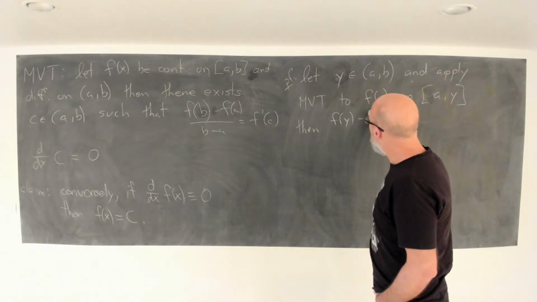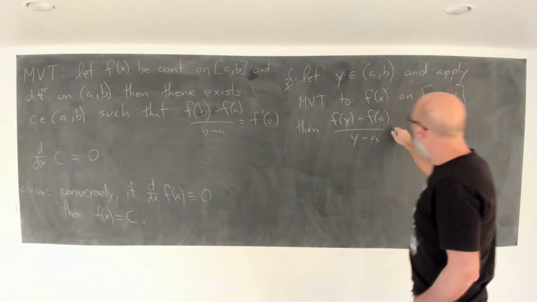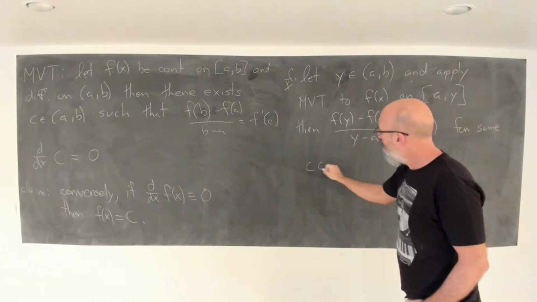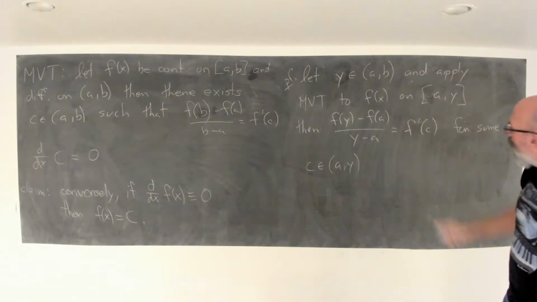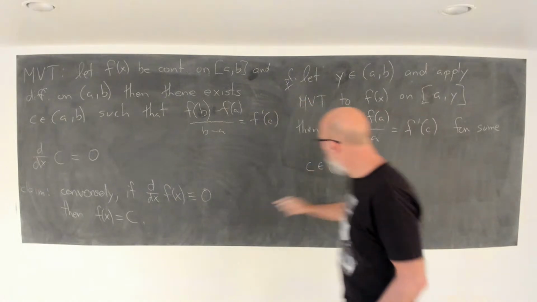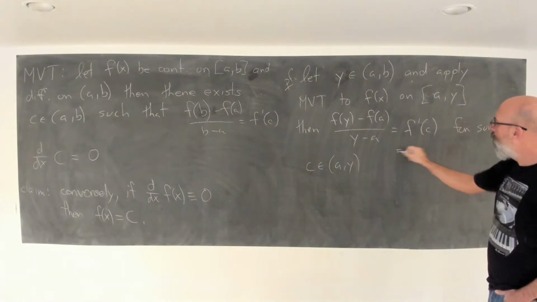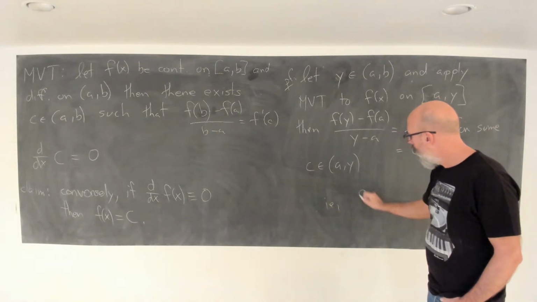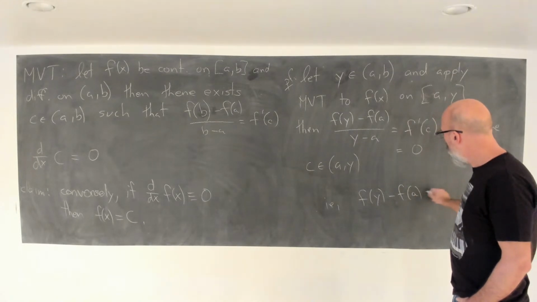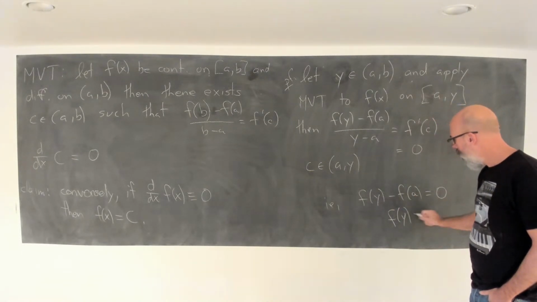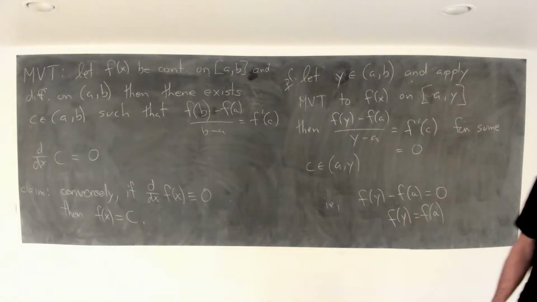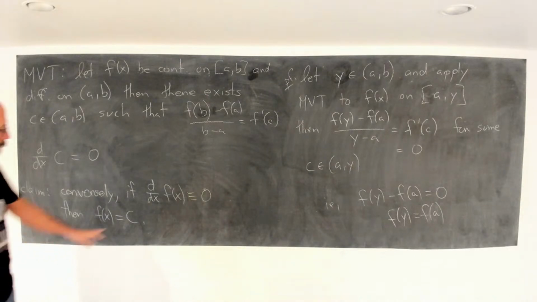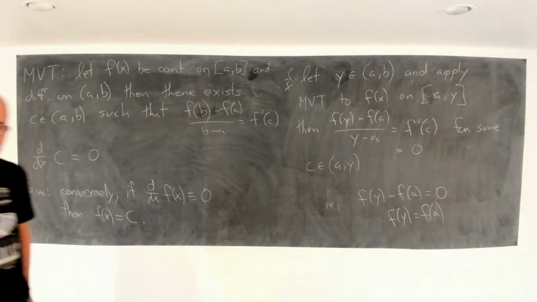Then (f(y) - f(a))/(y - a) is equal to f prime of c for some c in the interval (a, y). But your derivative is always 0. So this is 0. Multiply both sides by y minus a, and we get f of y minus f of a is 0. Or f of y is equal to f of a. That's the claim. The output is always a constant function, always the same constant number.